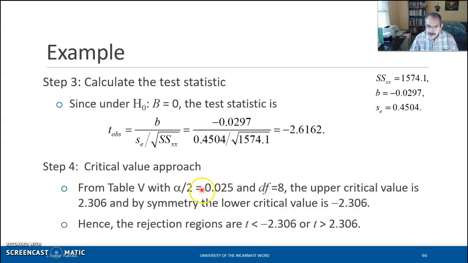Now notice that I not only list the values that will determine the rejection regions, but I actually say what the rejection regions are. So we have on the left side, any t-value that is less than minus 2.306 will be in the rejection region, or any t-value larger than 2.306 will be in the rejection region. So please include the rejection region when you solve problems in the exam.